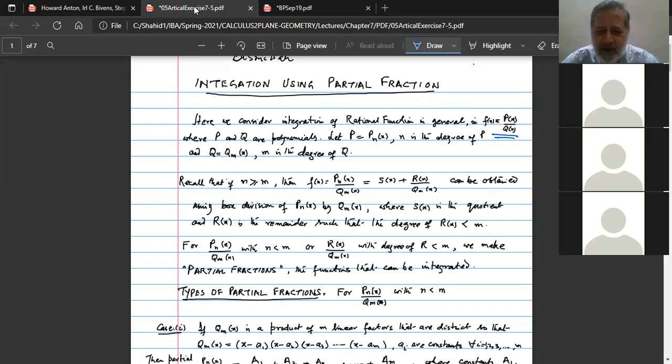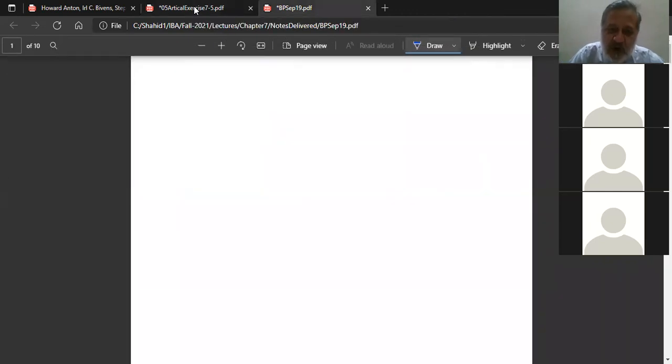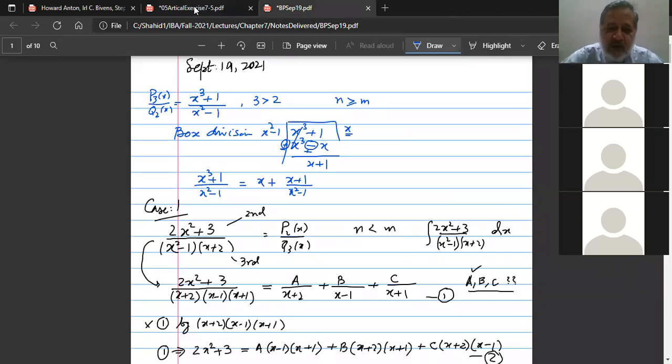Divided part, remainder upon the quotient divided. So we can obtain this by box division of the numerator polynomial by the denominator polynomial. Sx is the quotient and Rx is the remainder, such that the degree of the remainder is less than m. That is, we have to do box division until the remainder's degree is less than m. So I go to a demonstration of this equation.